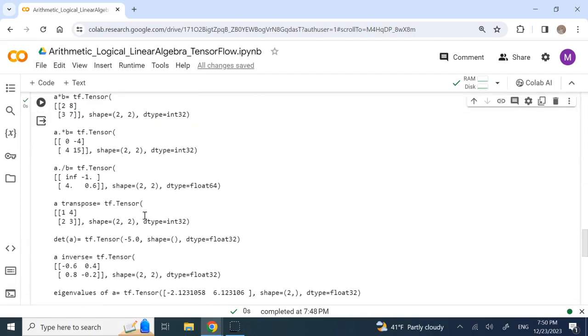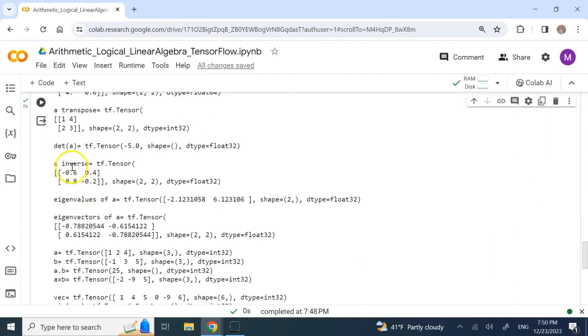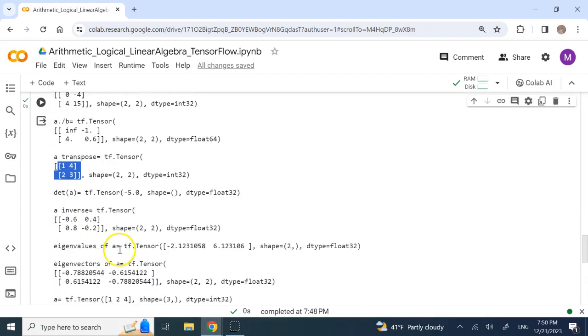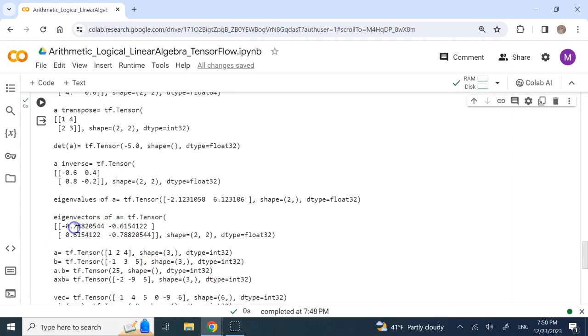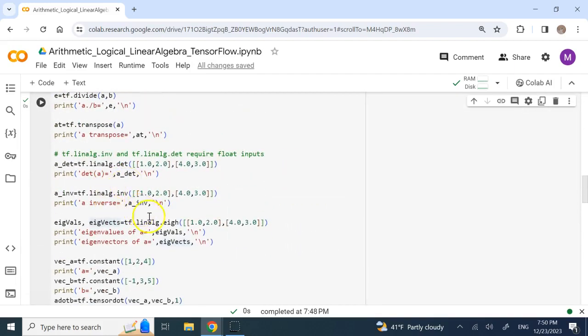So if we go down, you can see. Remember, your matrix was 1, 2, 4, 3. So now the transpose is what? 1, 4, 2, 3. Determinant is, of course, what? 1 times 3 minus 2 times 4. So that's -5. Inverse, you know the formula for it. And here you see these two are the eigenvalues. And the eigenvectors are these two. That's first column corresponding to first one. The second column corresponding to second one. Okay? So these are important commands that you need.